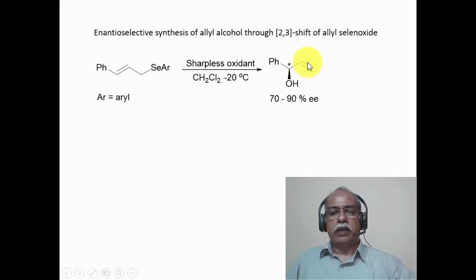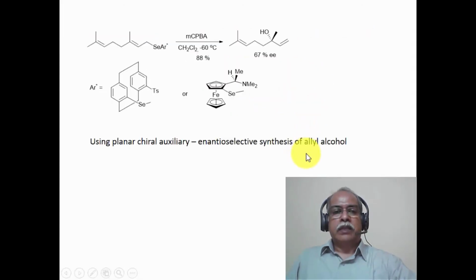Synthetically extremely useful rearrangement. You can see here the temperature at which the reaction takes place is a very low temperature, so one can expect a very high enantioselectivity in this kind of a situation. Instead of using a sulfoxide, which is a chiral sulfoxide, the chiral auxiliary is used in the form of a planar chiral auxiliary, which is the 2,2-paracyclophane derivative, or the 1,2-disubstituted ferrocene derivative, which is a selenide in this particular case.